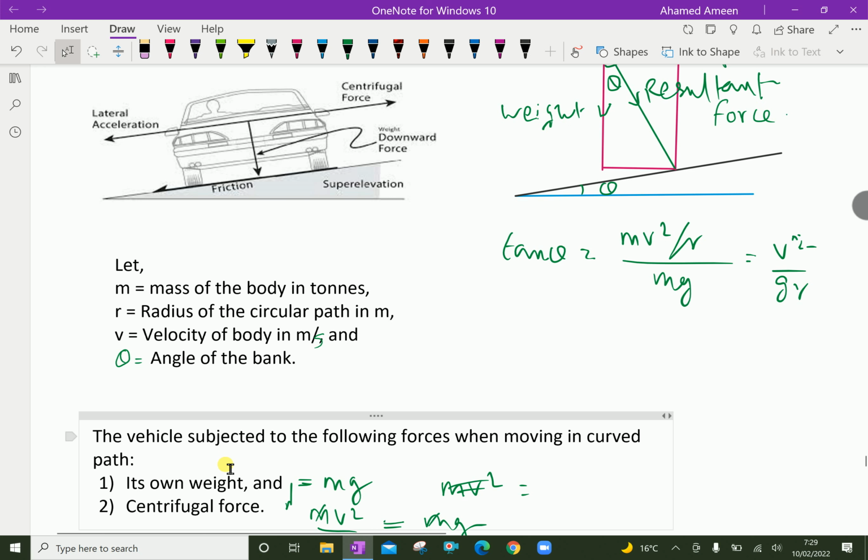Now look, this tan theta is expressed as v squared by gr. It does not have the mass. It means the expression for the super elevation is independent of the mass. So tan theta equals v squared by gr is the expression for the super elevation.